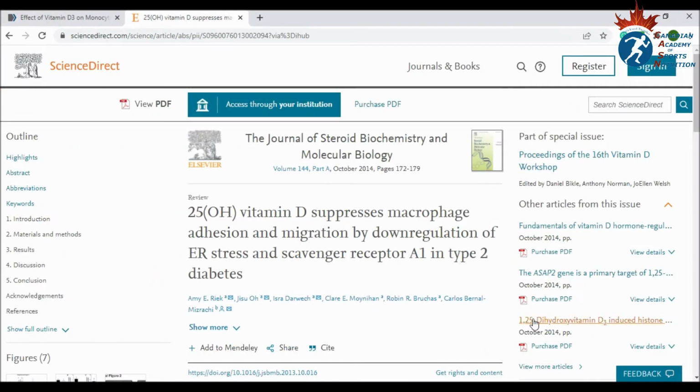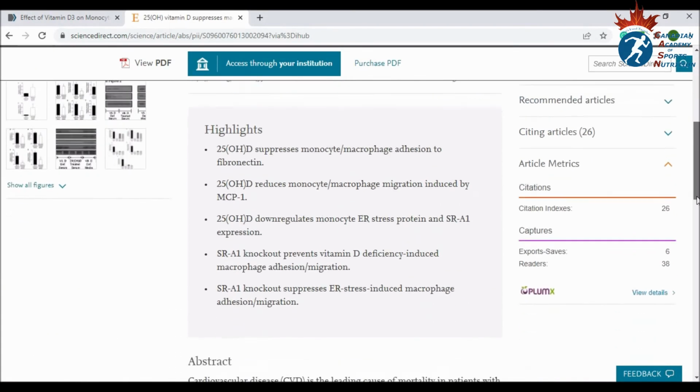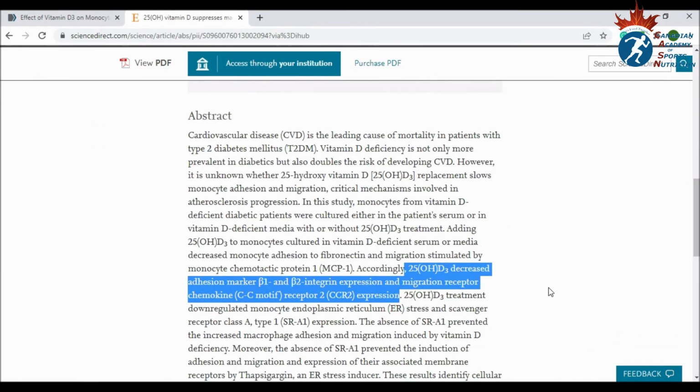The second article has been published in the Journal of Steroid Biochemistry and Molecular Biology in 2014. This article discusses that vitamin D suppresses macrophage adhesion and migration by downregulation of ER stress and scavenger receptor A1 in type 2 diabetes. This article concludes that vitamin D can decrease adhesion marker beta-1, beta-2 integrin expression and CCR2 expression.